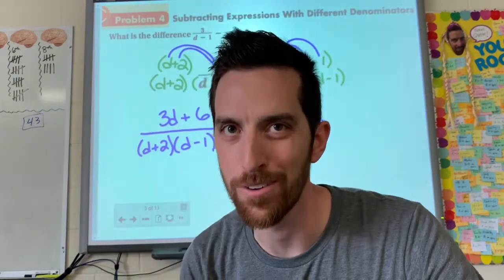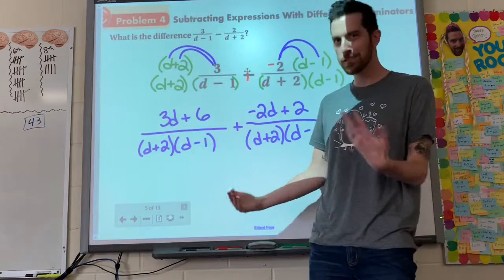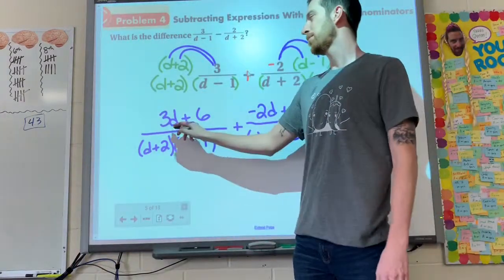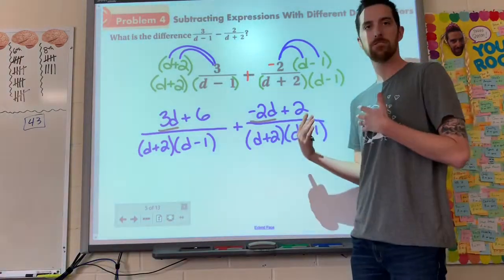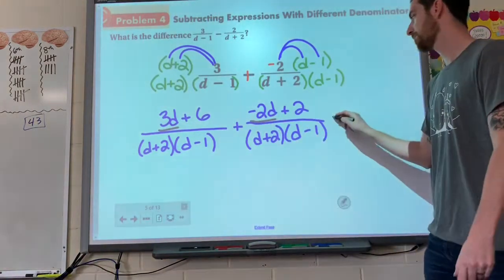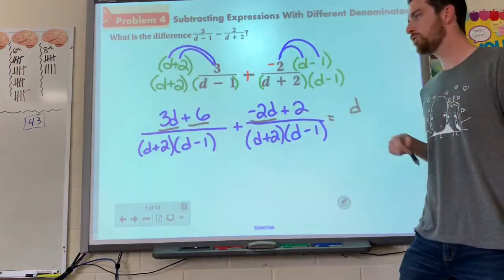Yeah, they do. So, let's do it then. Combine our like terms. 3d minus 2d, or plus -2d, is just d. We've got 6 plus 2, 8.